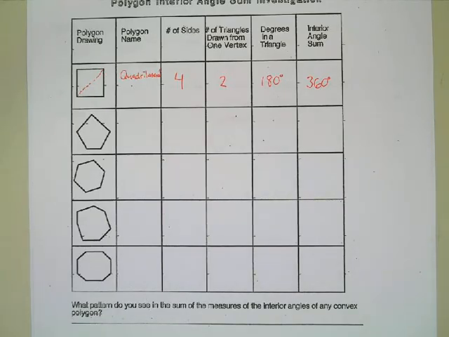How do you get degrees in a triangle? Well, we know that a triangle's angle sum is 180 degrees. And because there are 2 triangles, you multiply by 2. So again, take a vertex, draw your diagonals, and see how many triangles you end up with.